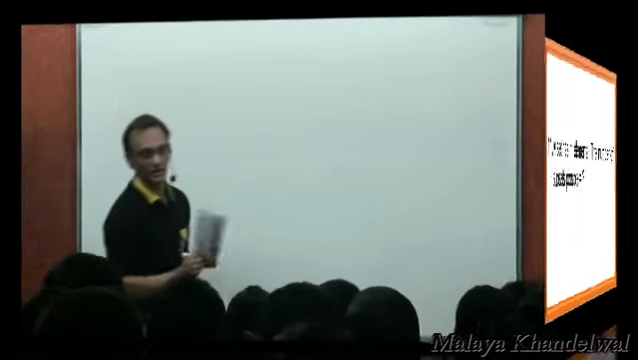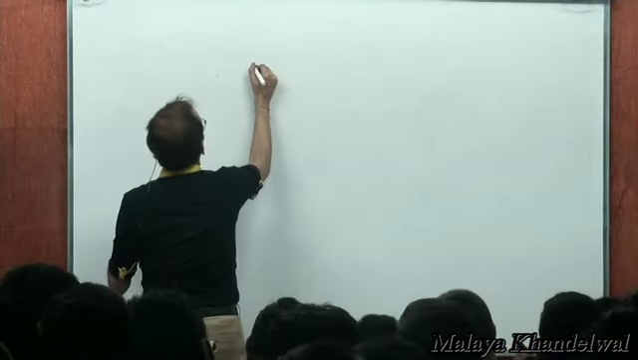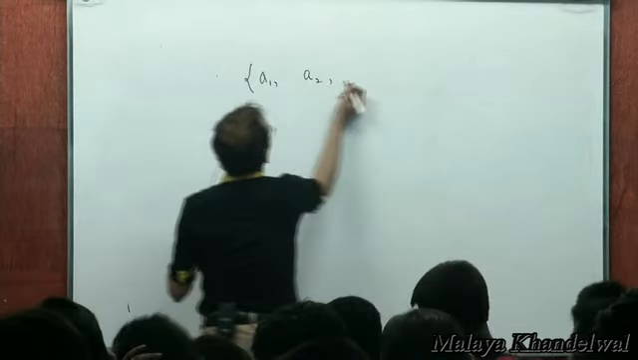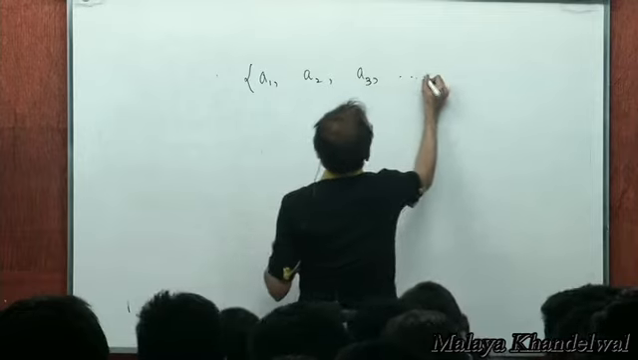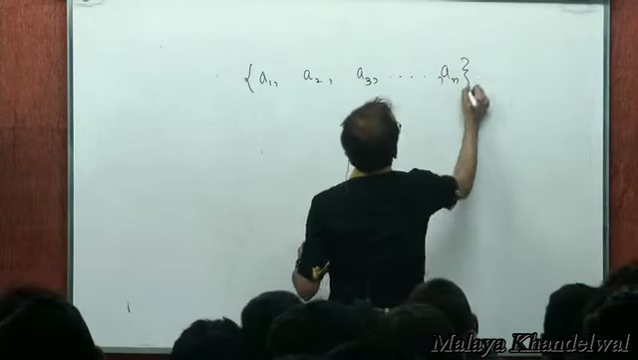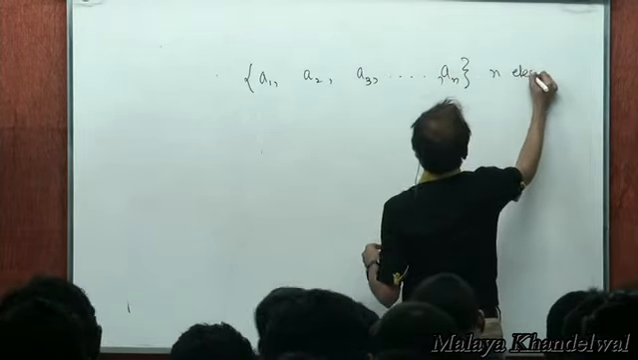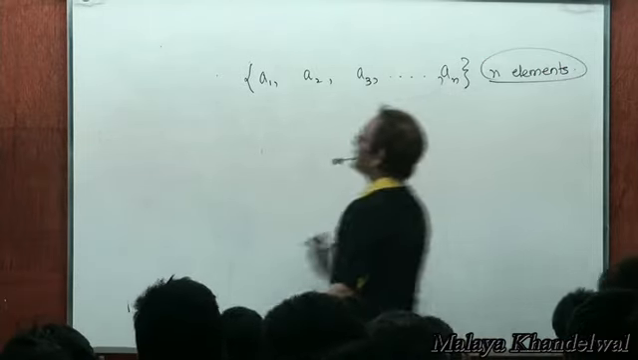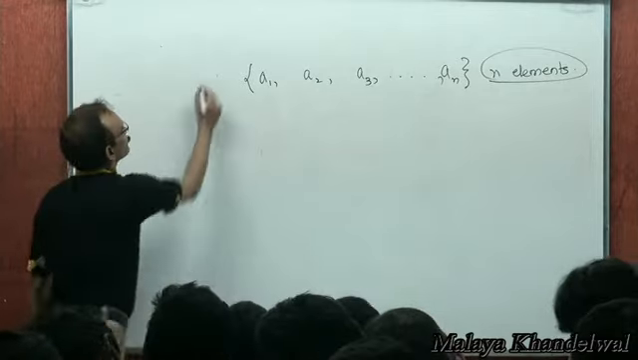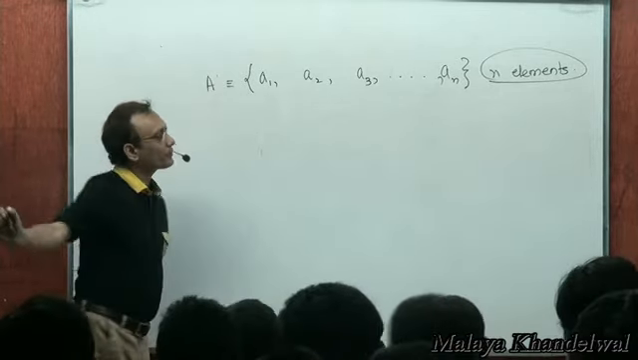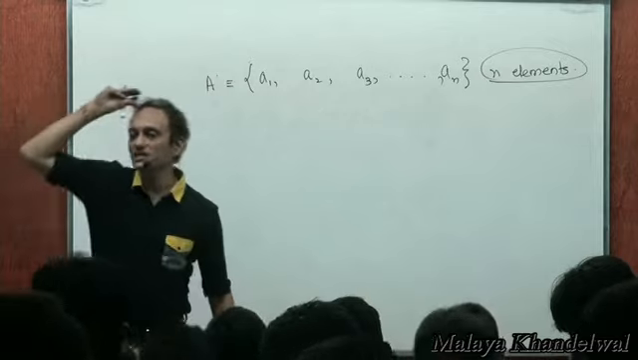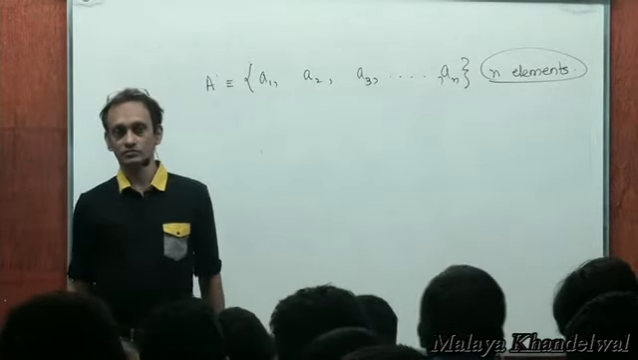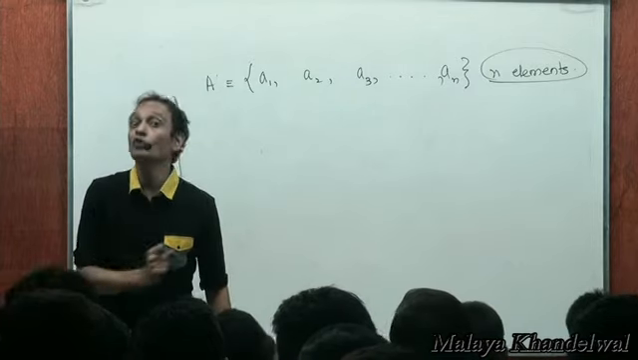A set has n elements, say A1, A2, A3, up to An. Let's say this is a certain set, call it A, and we want to create subsets out of this. The question is, how many subsets?